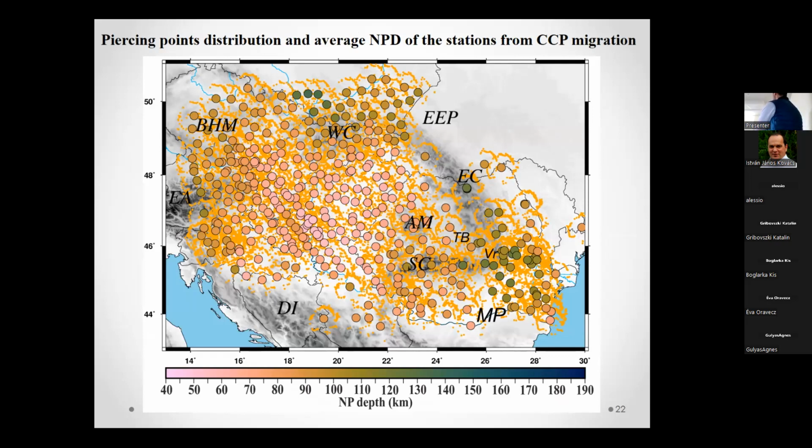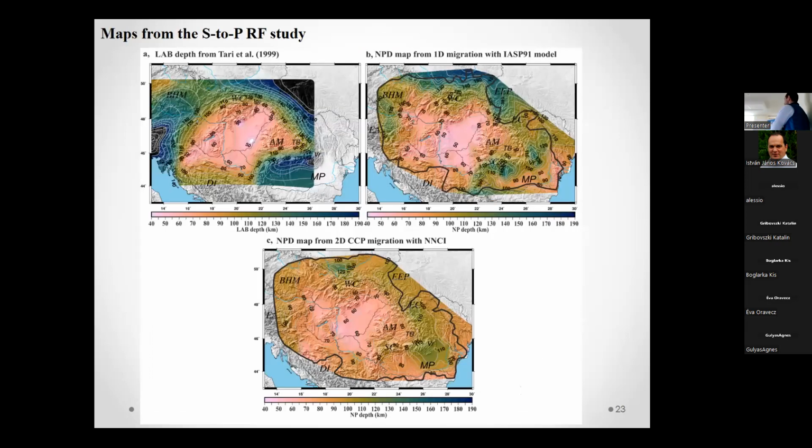Calculated piercing point of the quality control receiver function, and it was the fixed point of the interpolation of the last map. And these values show the average negative phase depth of the station based on CCP migration. So these three maps are the results.